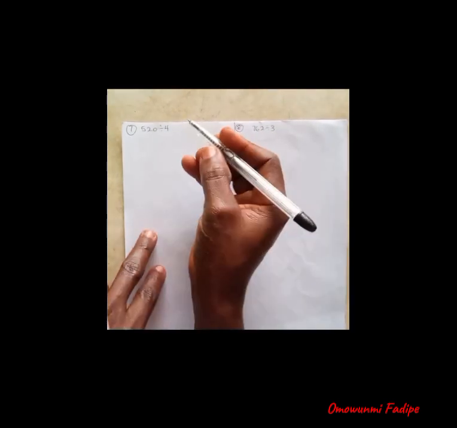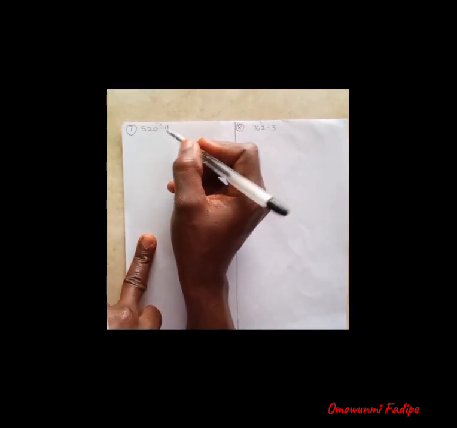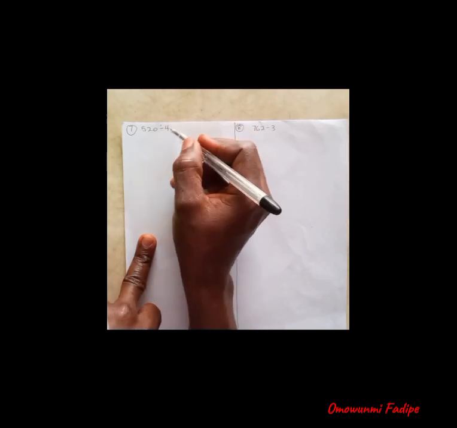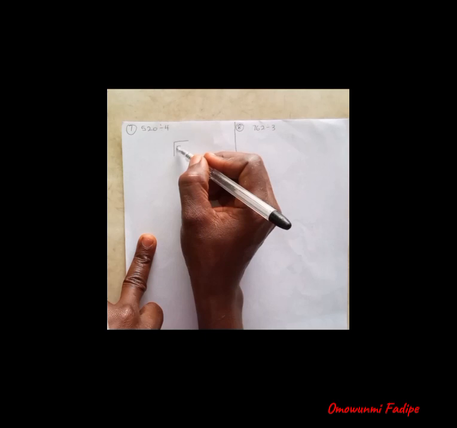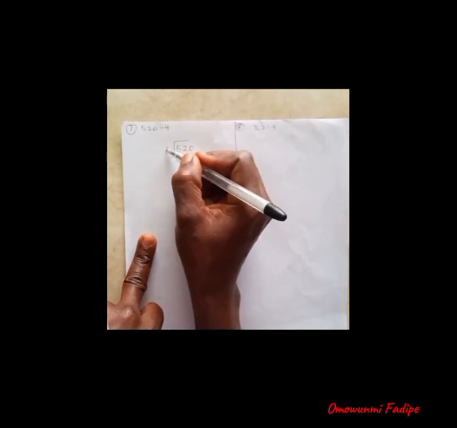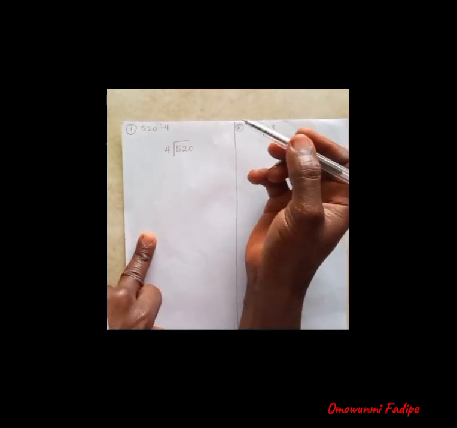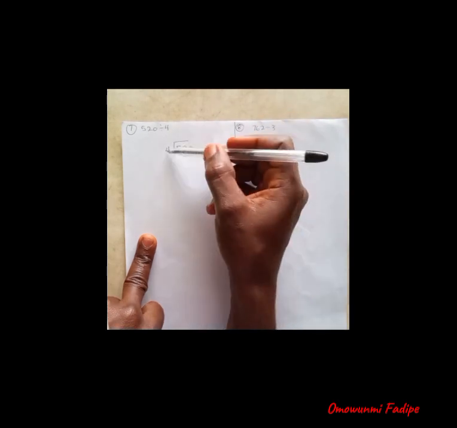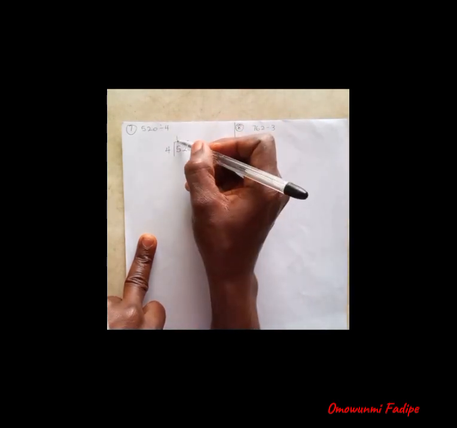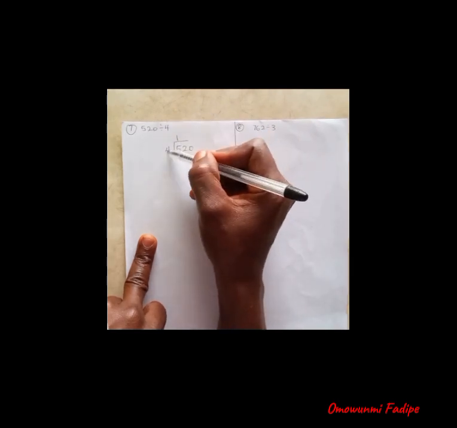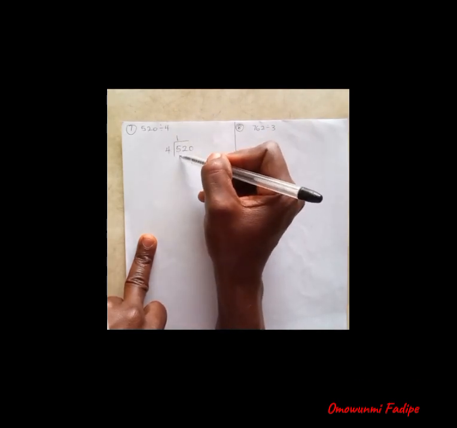Number 4. Number 7: 520 divided by 4. We will use our long division method. We'll be doing it one by one the way we did it. How many 4s will we see inside 5? 1. Our answer here, we multiply it by this one and we'll write it under.